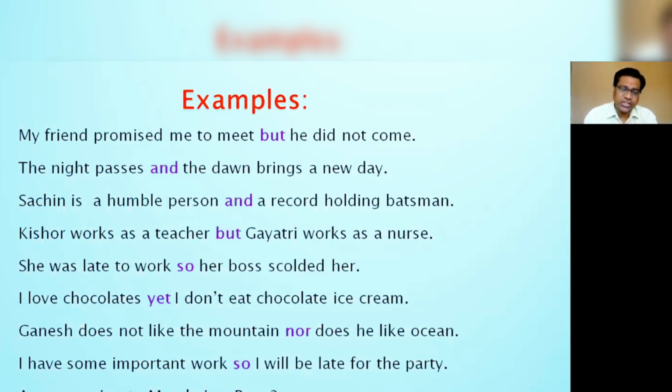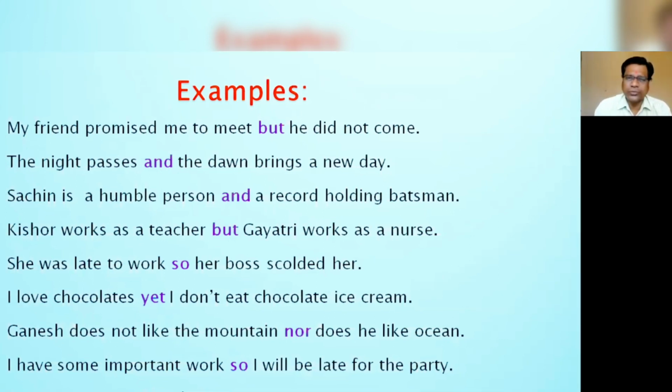I'll be a little late because I have some important work. I'll finish it off. Then only I'll start for the party. So the sentence says like this. I have some important work, so I will be late for the party. So these two things are independent, but they are brought together with the help of a coordinating conjunction.